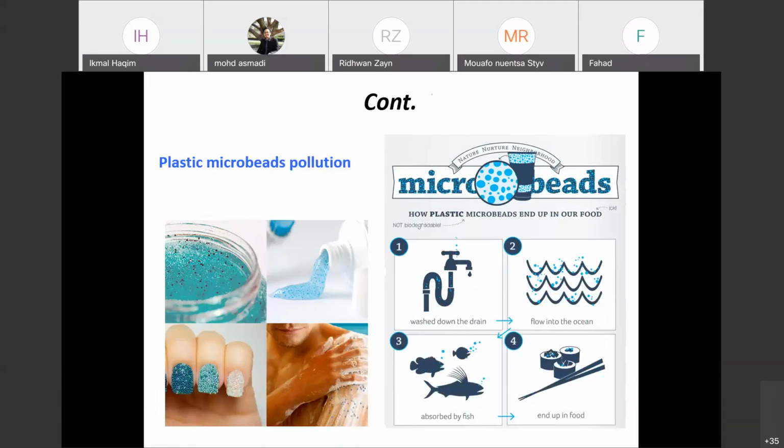Plastic micropollutants. If you use a straw, it is plastic. I think it's better you avoid using plastic straws, because it's going to affect the fish or any sea creatures. It's going to flow into the ocean.